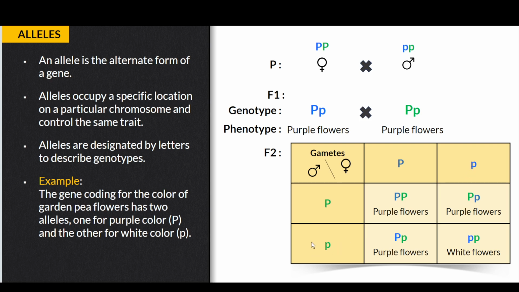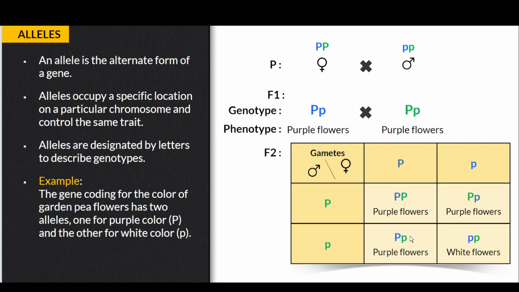But if both white are crossed, see these lowercase and lowercase, when we cross these two, we get white flowers. That means only when both of them are white are we getting white flowers, right? If one of them is uppercase and one is lowercase, that means one gene is purple, one is white, still the flowers are purple.